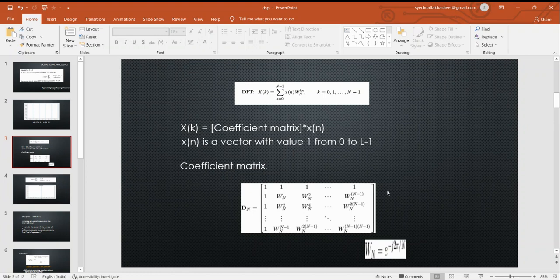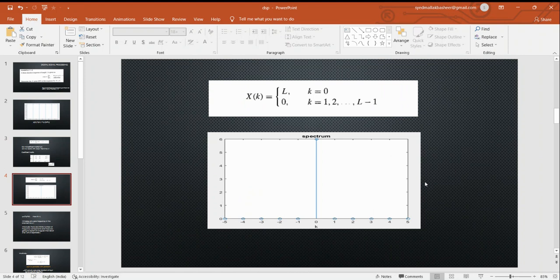all entries as 0. We will get remaining entries as 0 because all the values of x of n are 1. If we multiply the second row of the coefficient matrix with all ones, then we will get the summation of these terms: 1 plus W_N squared, so on, W_N power N minus 1. This is 0 because the sum of equally weighted N roots of unity gives 0. Same for all these. So we have L for k equal to 0 and 0 for other values of k.